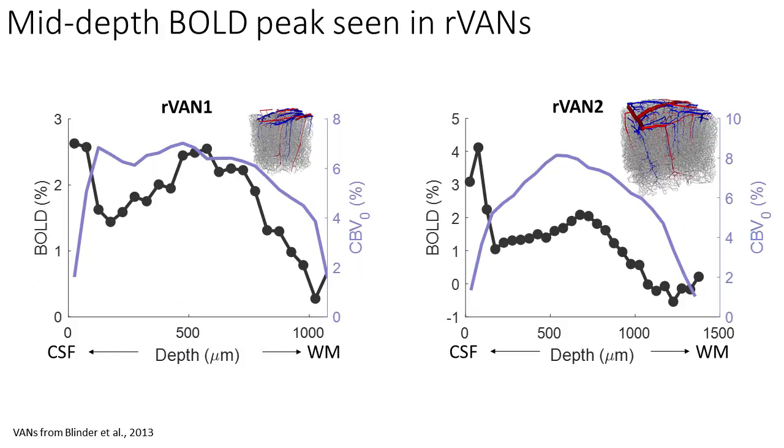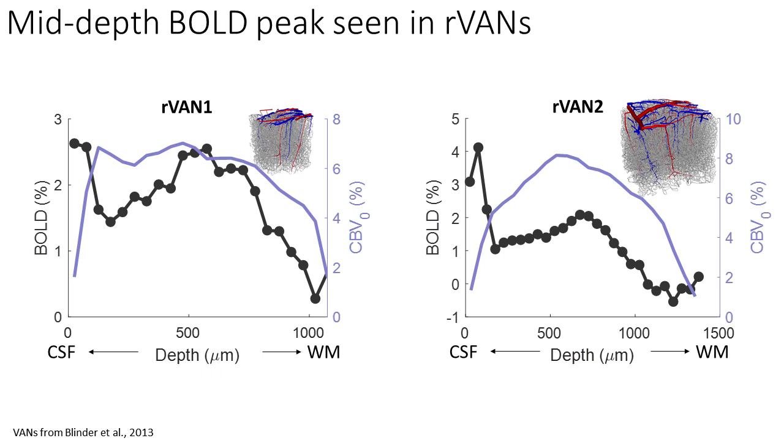Here are the results. We first demonstrated using two VANs reconstructed from mouse somatosensory cortex that mid-depth peaks are observed in the capillary density or baseline CBV, here termed as CBV0, and also in the BOLD response. This peak in the BOLD response in the middle cortical layers is not simply reflecting a larger change in arterial dilations recorded in the two-photon microscopy data used as input to our model.